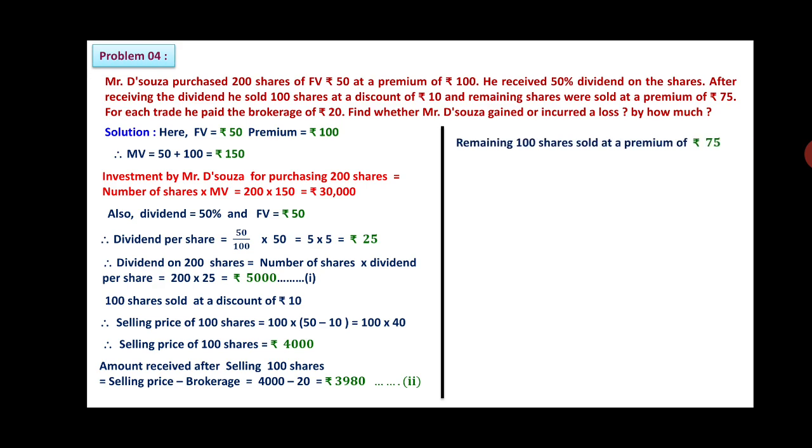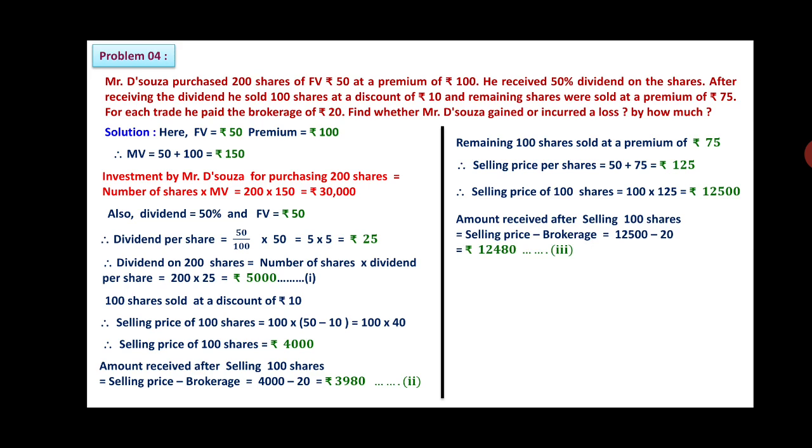Now the remaining 100 shares sold at a premium of rupees 75. Selling price per share is equal to 50 plus 75, that is 125. Selling price of 100 shares will be 100 into 125, that is 12,500. Amount received after selling 100 shares is equal to selling price minus brokerage. So brokerage is rupees 20. Therefore 12,500 minus 20, that will be 12,480, equation 3. Total amount received, how much? Dividend 5,000, 100 shares selling 3,980 plus remaining 100 shares sold 12,480. So in total, the amount received is rupees 21,460.